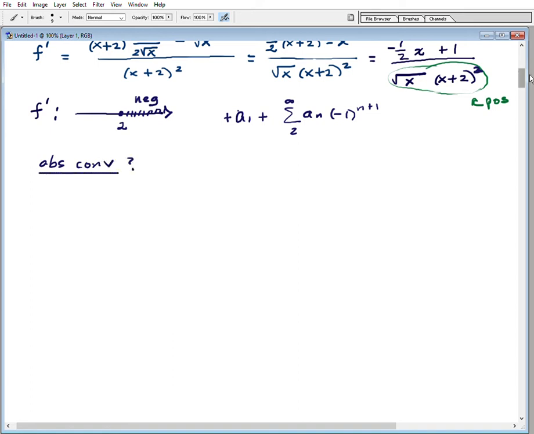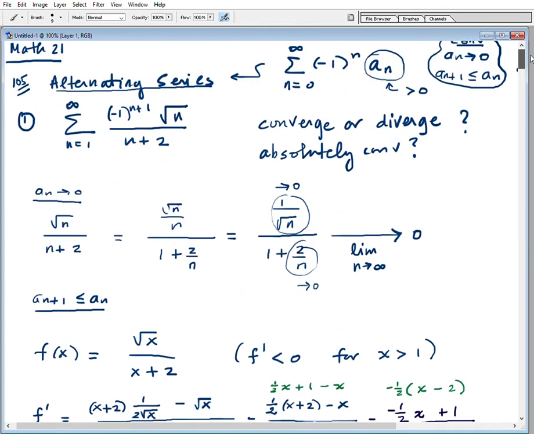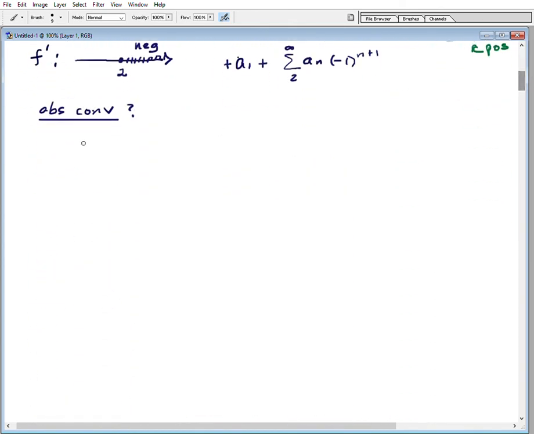Now you should have a little bit of a feeling for what's absolutely convergent, what isn't. So let me write this down. So this is the sum of minus 1 to the n plus 1, square root of n over n plus 2, right? N plus 2.